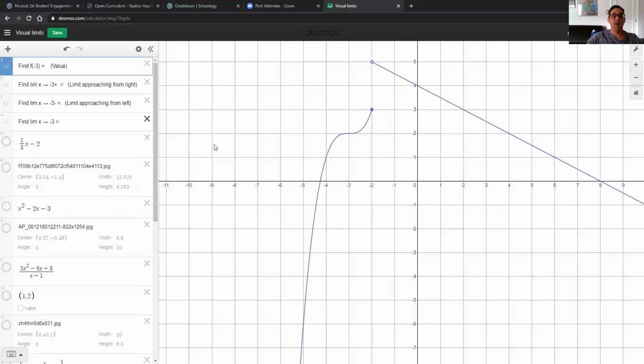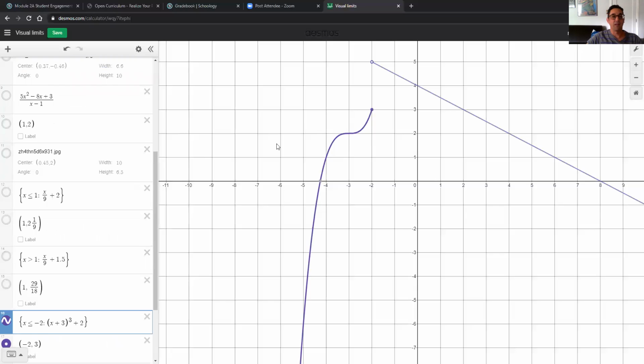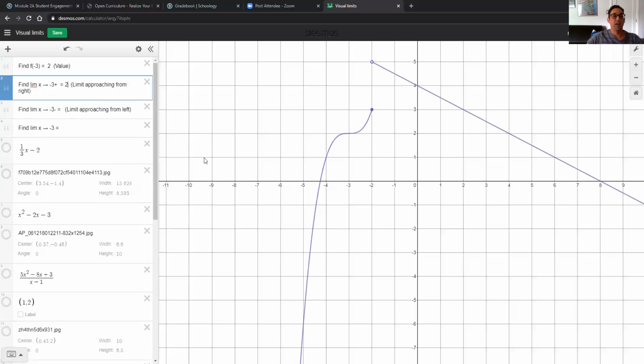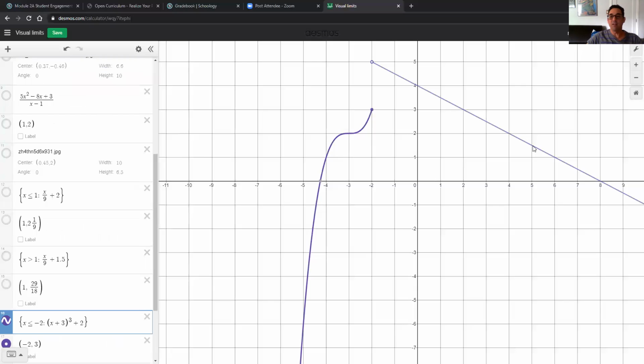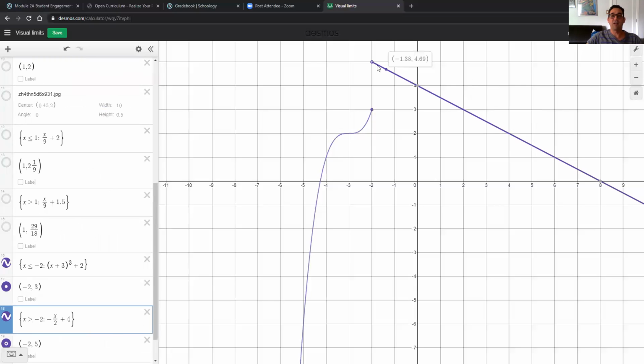Okay, so the value at -3 just happens to be 2. The value as I approach from the right, I get to 2. As I approach from the left. Now some of you are like, well, I approach from the right, I'm here. Yeah, you're here, and then once you get here, you would come down here. So you still would be following this path to approach, right?